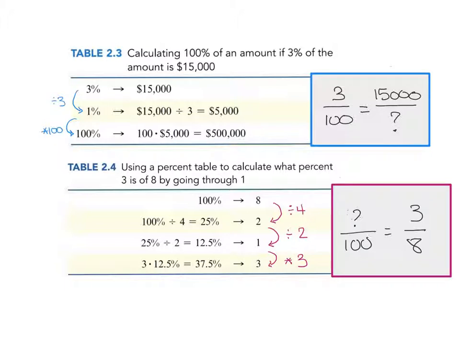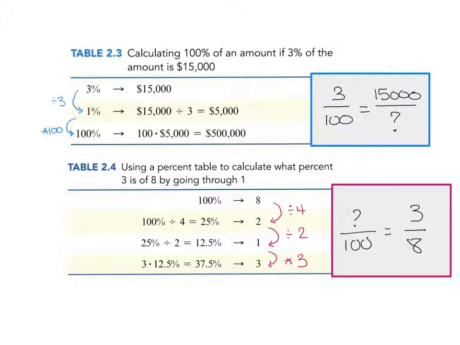Here are two more examples. When calculating 100% of an amount, if 3% of the amount is $15,000. So here we know the 3% is 15,000, and we are trying to figure out what the 100% is. So to go from 3% to 1%, we divide by 3. 15,000 divided by 3 is 5,000. Once we have the 1%, to go to 100%, we simply multiply by 100. So 100 times 5,000 would be 500,000.